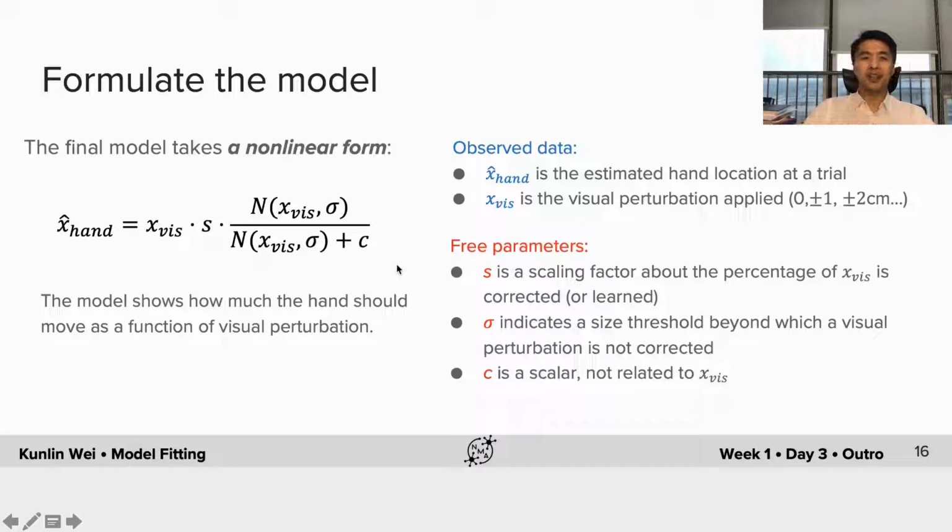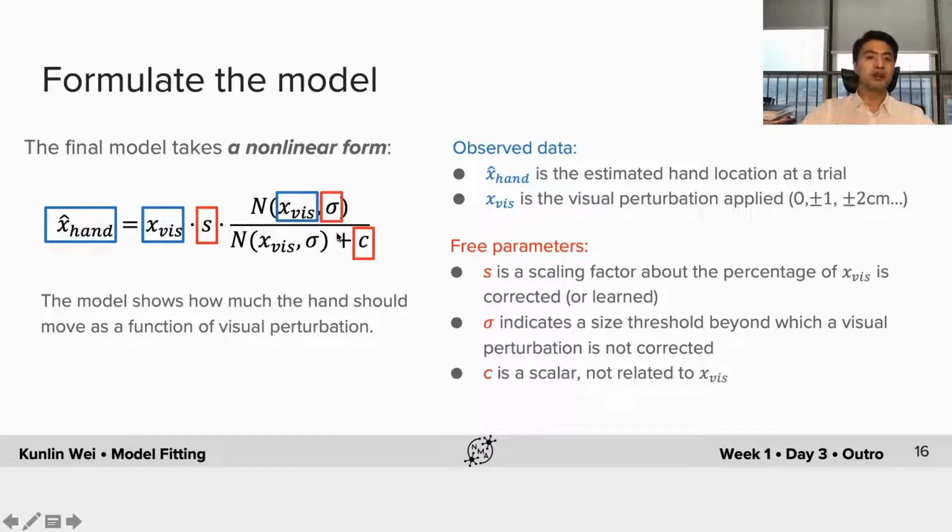So then I formulate my model in mathematical terms. The model takes a form like this. On the left-hand side is your estimated hand location. On the right-hand side, x_vis is the visual perturbation I apply to the subject, and x-hat is your estimated hand location. These two terms actually are observables. They are in the data. Why? Because in the very next trial, I can measure how much your hand deviates. That I will use as a proxy of your hand estimation. And x_vis is the visual perturbation I applied. It only takes values like 0, positive or negative 1 centimeter, or positive or negative 2 centimeters. This is the visual perturbation I applied, so this is also known.